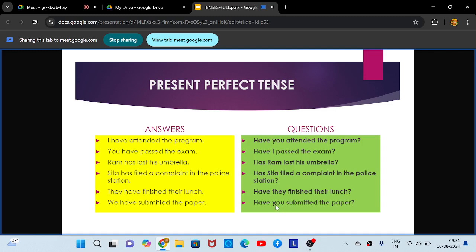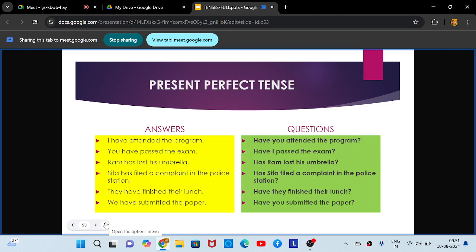So here you means actually sometimes you का मतलब आप या तुम. Sometimes you means you all, right? आप सब या तुम सब. So if I ask a group of students, have you submitted the paper?